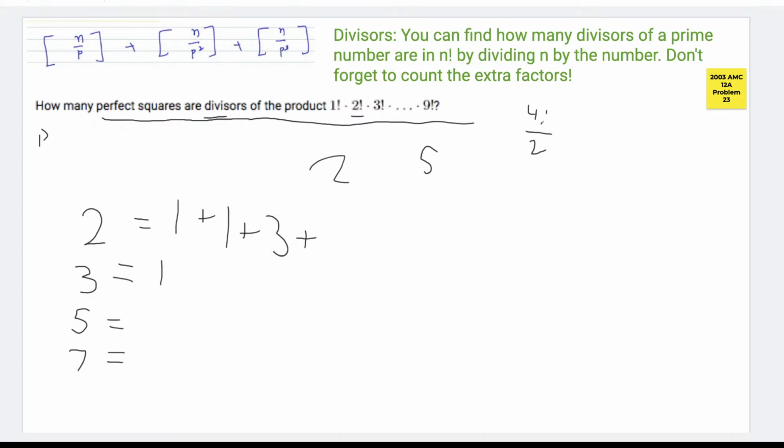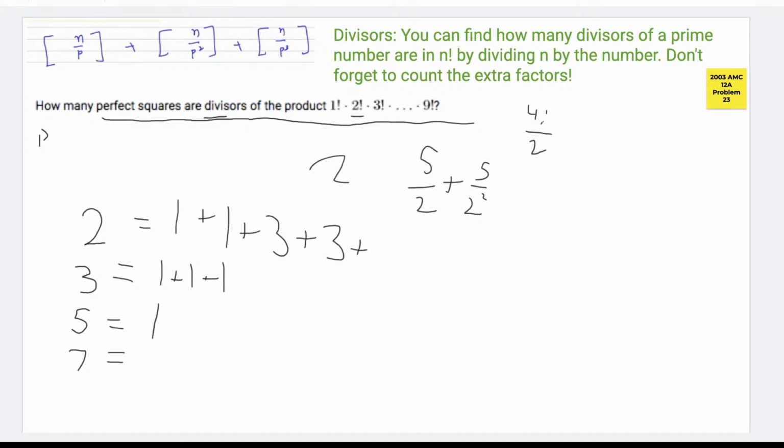5 over 2 plus 5 over 2 squared. But you always round down. So 5 over 2 is 2.5, we always round down. 2 plus 1, 3. Oh, in 4 factorial, I forgot to take the power of 3. So we also have to add that power of 3. So now, for 5 factorial, we have 1 factor of 3, and then we have 3 factors of 2. And we also have 1 factor of 5.